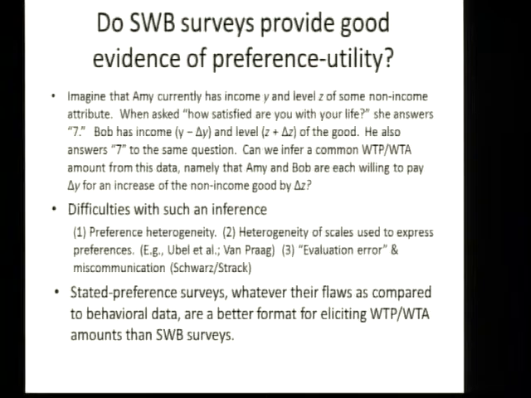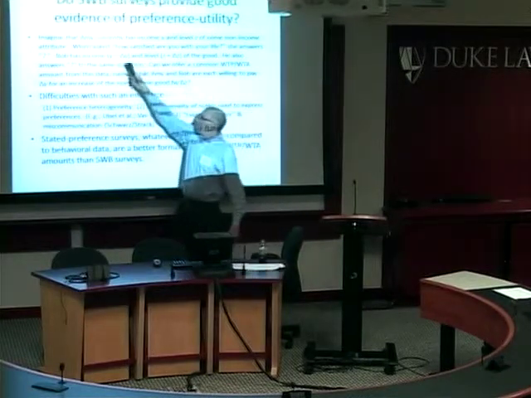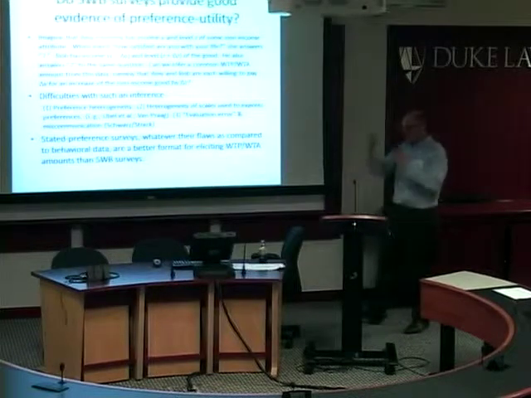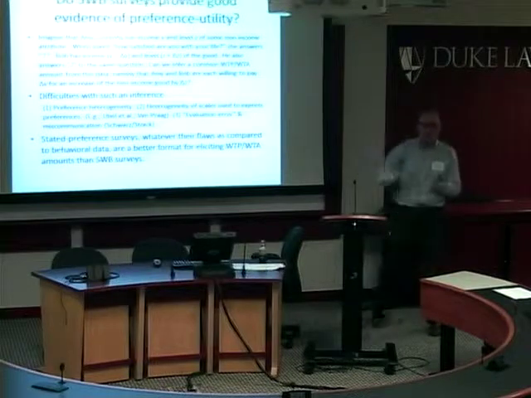In a thought experiment, again doing this in terms of cost-benefit, which is where this stuff has mainly been used, this is an example that makes clear exactly what's being presupposed about preferences and scaling and so forth, right? So imagine that Amy currently has a certain amount of income, Y, and a certain level Z of some non-income attribute. And what we're trying to figure out is her willingness to pay for a change. That is, if her non-income attribute goes up by delta Z, what is the maximum amount, delta Y, which she is willing to have subtracted from her income and still be either better off or equally well off, right? That's what cost-benefit is about.